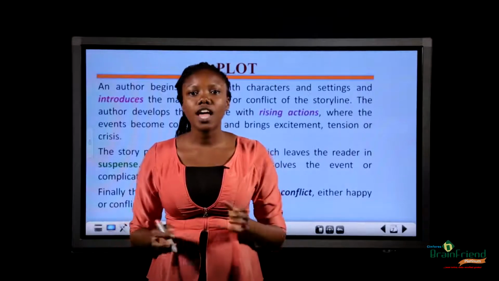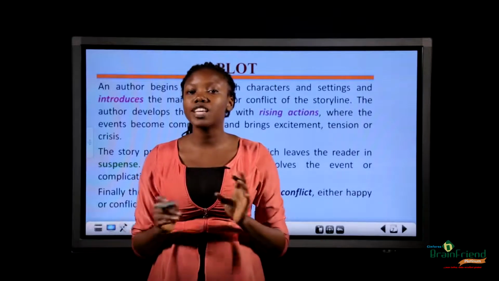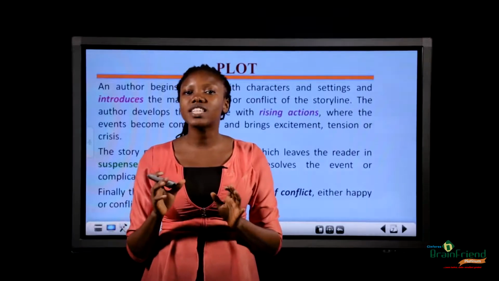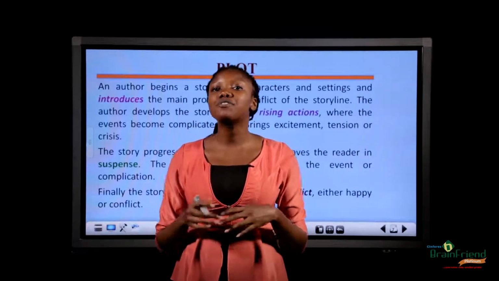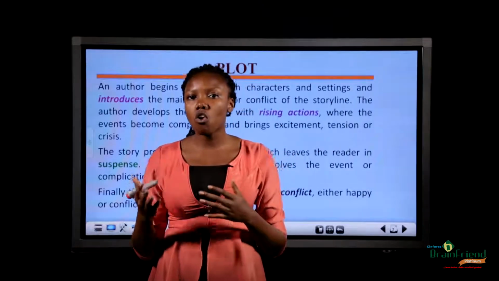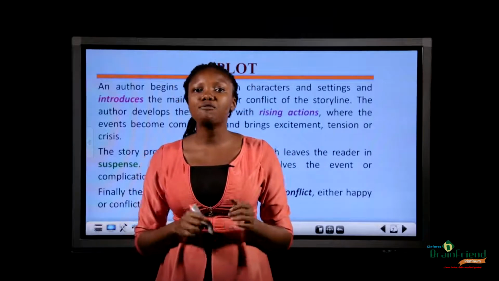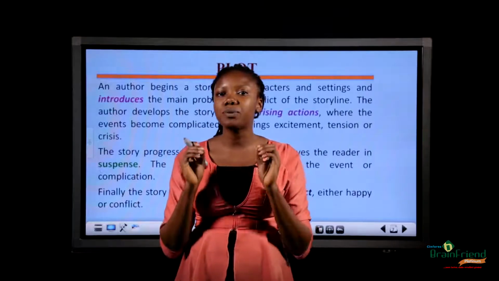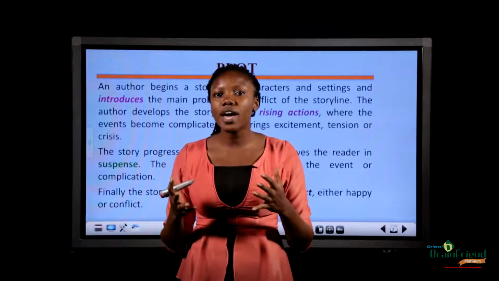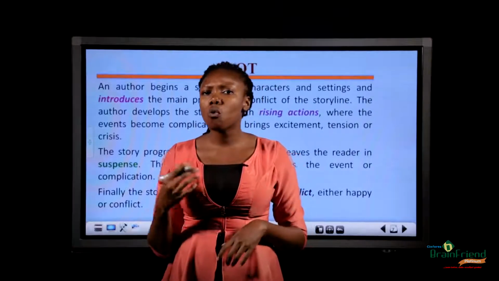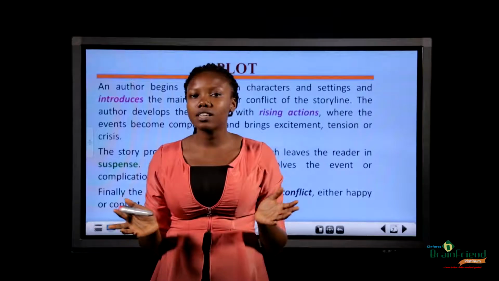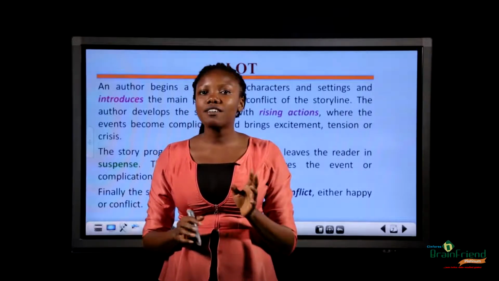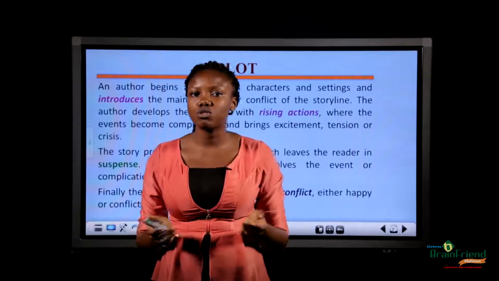In telling a story, an author starts with the introduction and exposition, telling us what he intends us to know as the story progresses. Now, as the story progresses, we have the rising actions, things that occur during the story. And from that, we get to the climax, which is the peak of the storyline. That's when we become very anxious. We want to know what is going to happen next. Before you know it, the author gradually resolves the conflict, and the story ends either happily or on a sad note.